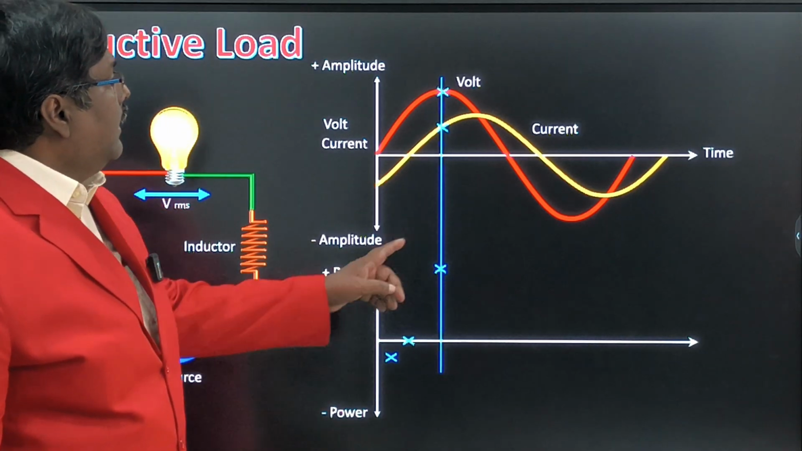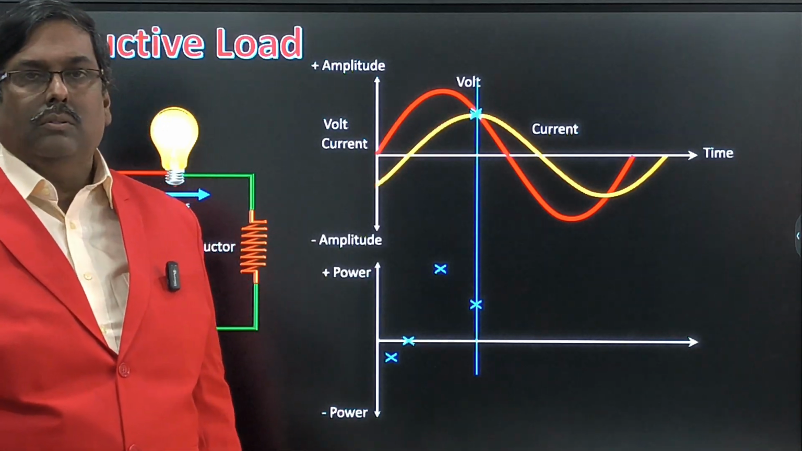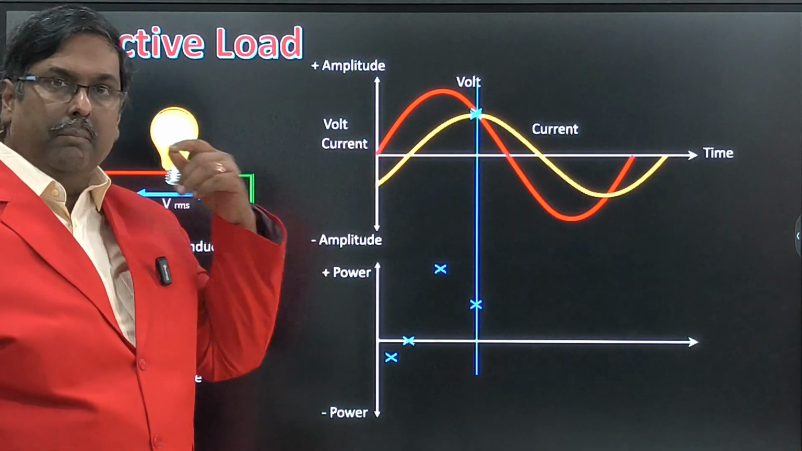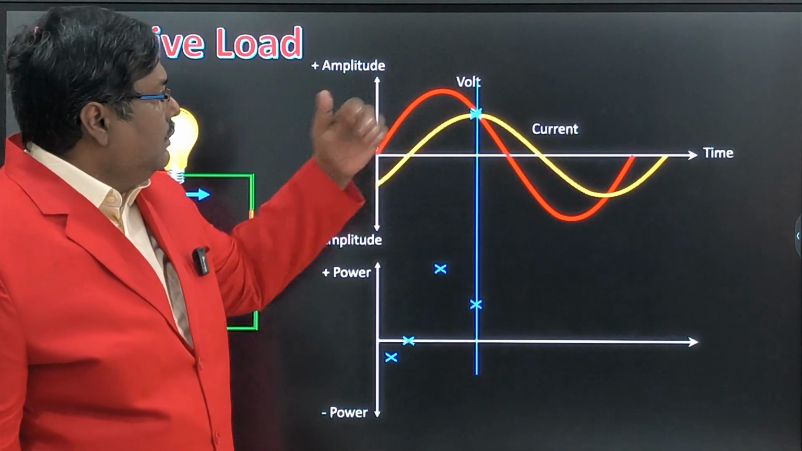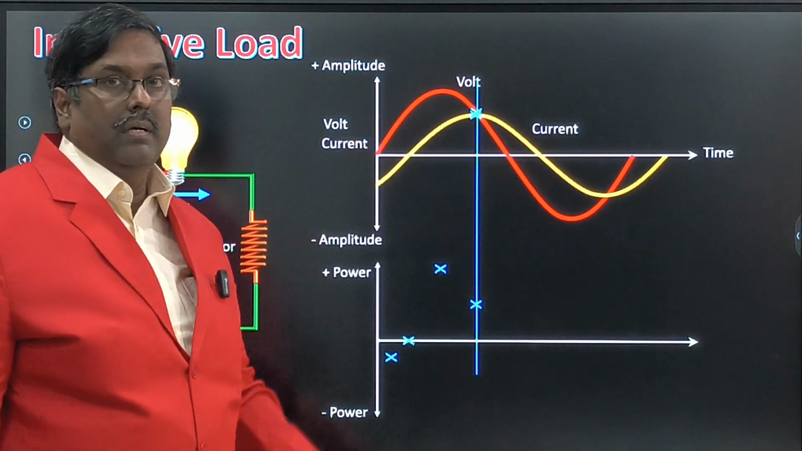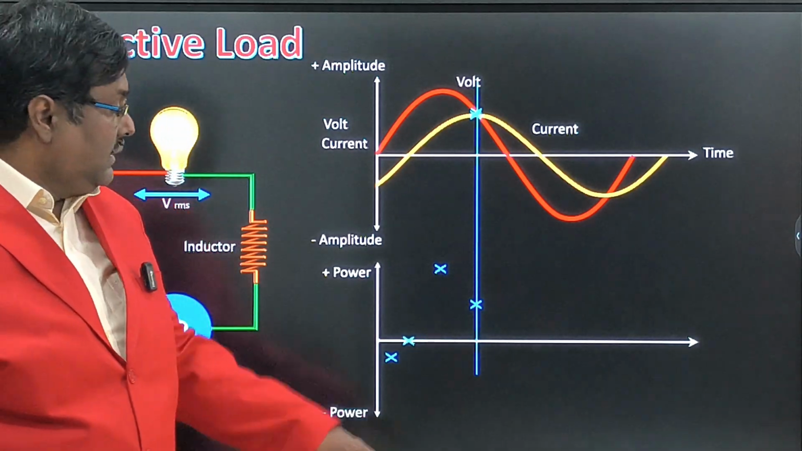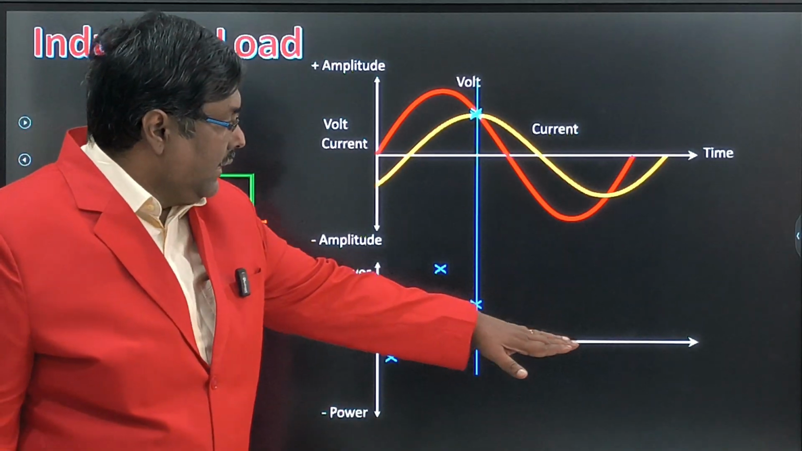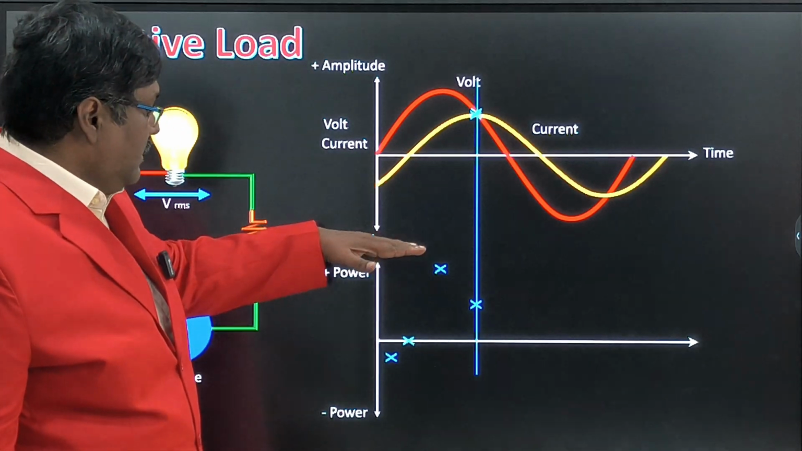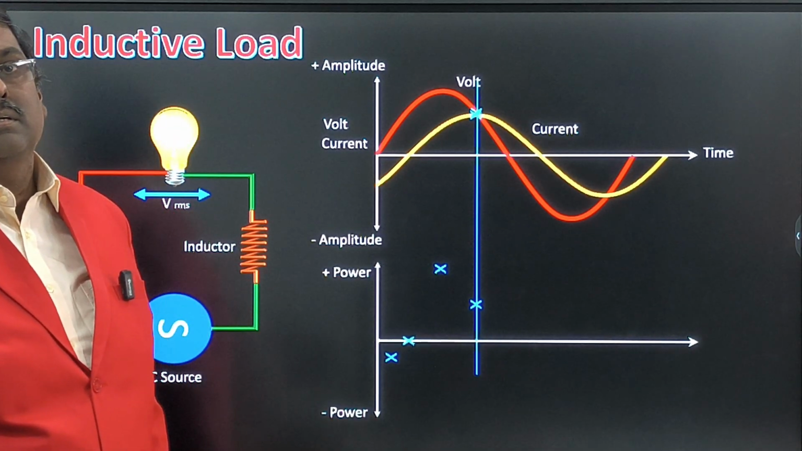Then again you take it to this point. Both are in plus only. It is not the same value, the curves are crossing, but the amplitude is different. So we calculated both. Here maximum current is there, but voltage is a little bit low, but it is still positive. The datum line is the reference: above the line is positive power, and below the line is negative power.